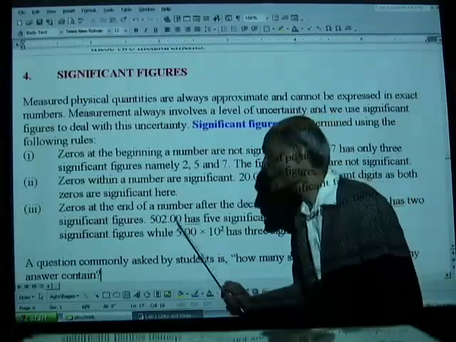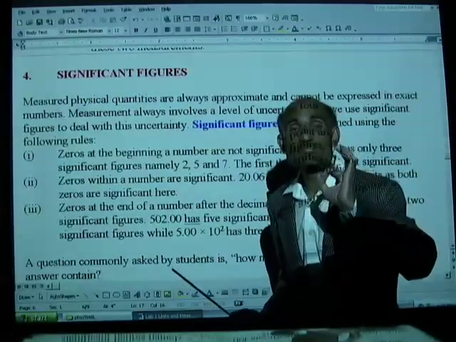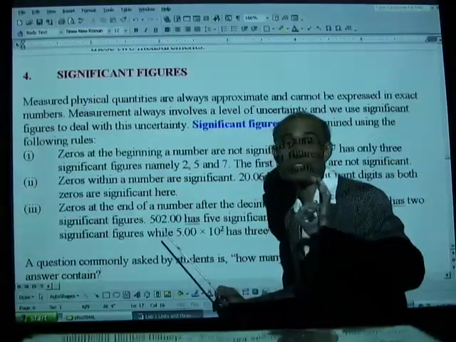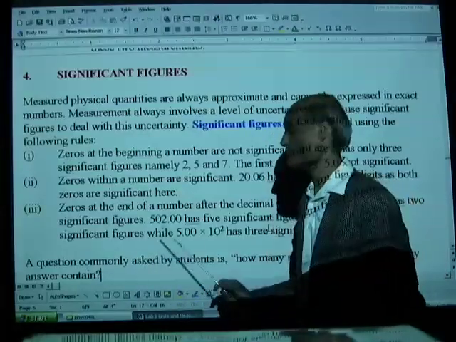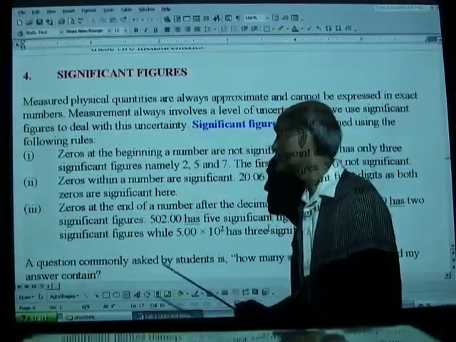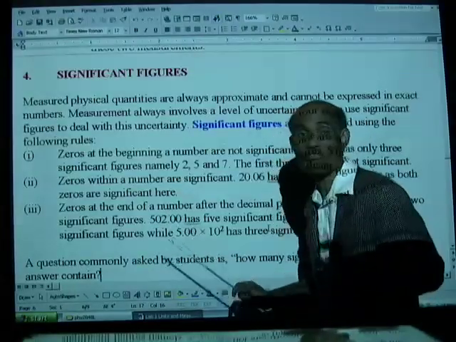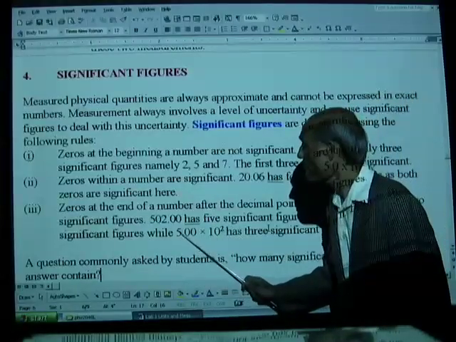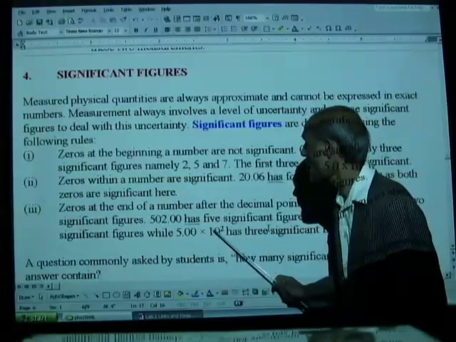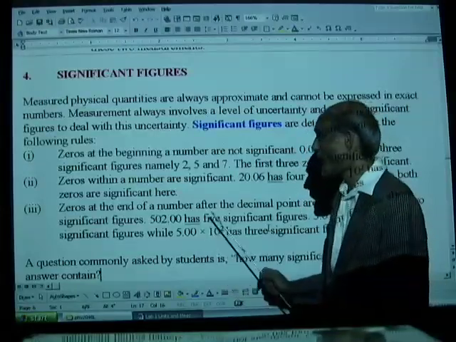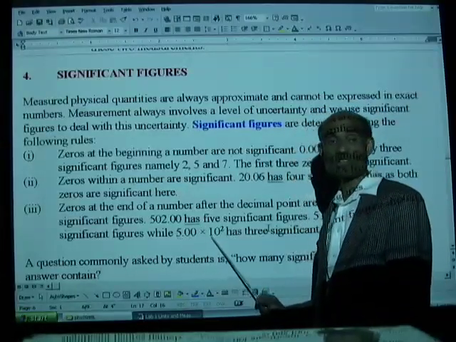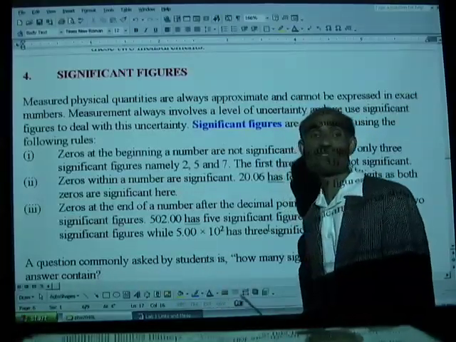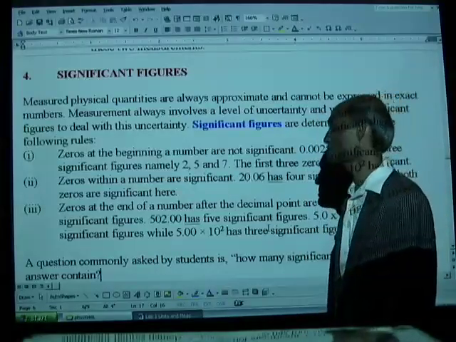502.00. Now, this number tells you that I am expecting an accuracy of 100th in this measurement. That is what it means. 502.00 has 5 significant figures. And look at the way we write it. 5.00 times 10 to the power of 2. How many significant figures are there for this number? There are 3 significant figures for that. 5.00 times 10 to the 2.